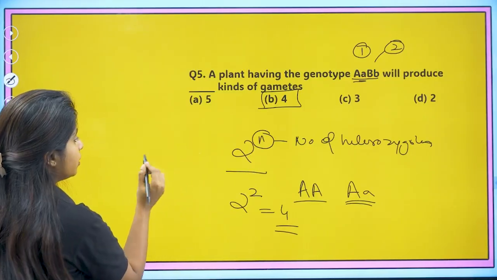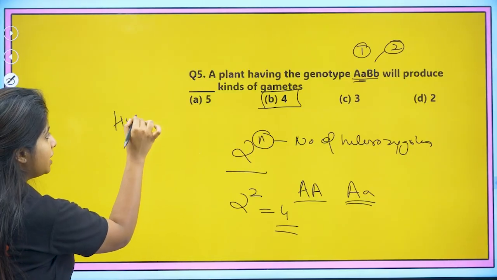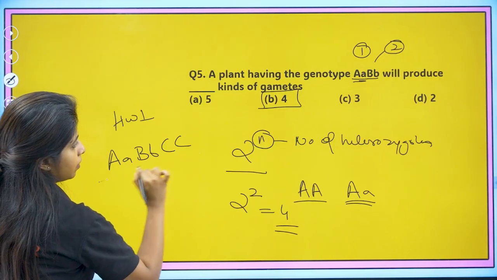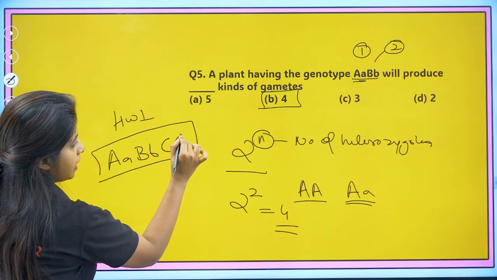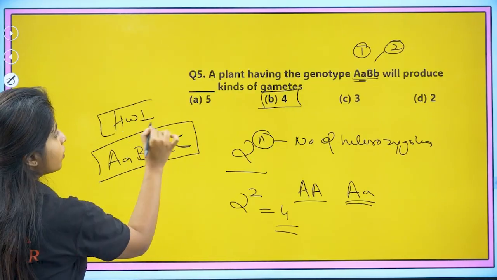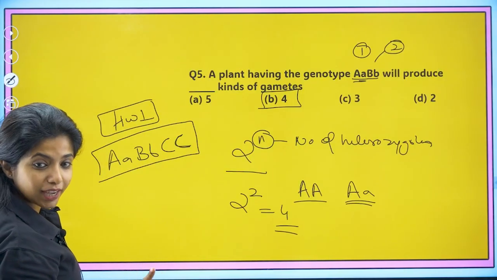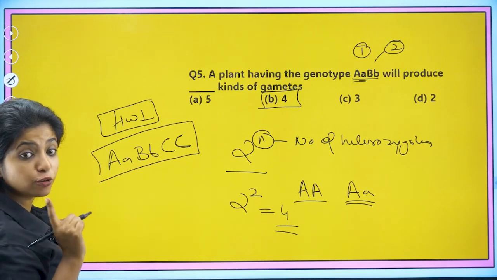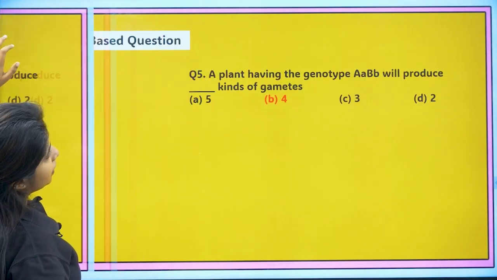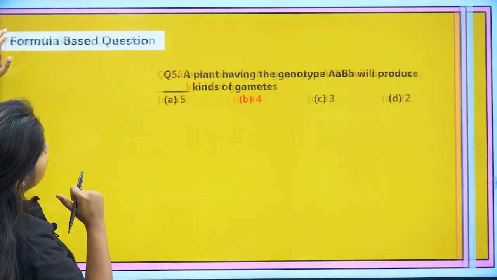I'll give you homework right away. Suppose it is capital C and capital C. What is the number of gametes going to be produced here? This is your homework number 1 question. Use this formula and try to find out. You have to spot the number of heterozygotes first. Okay, so it's 4, and going ahead.